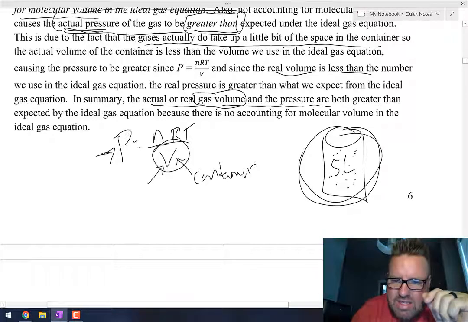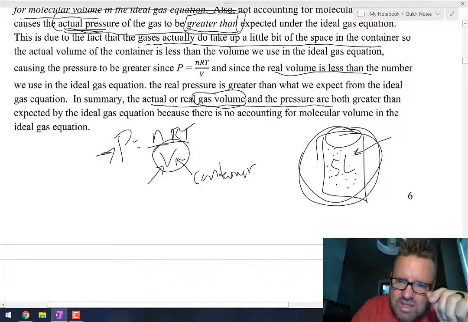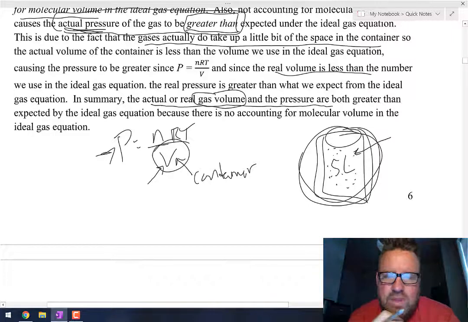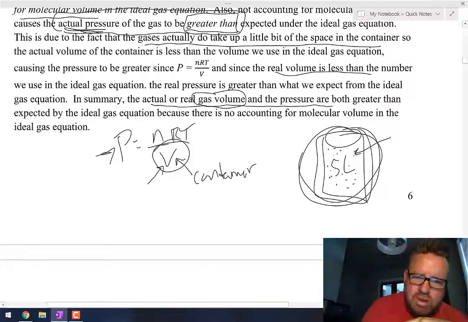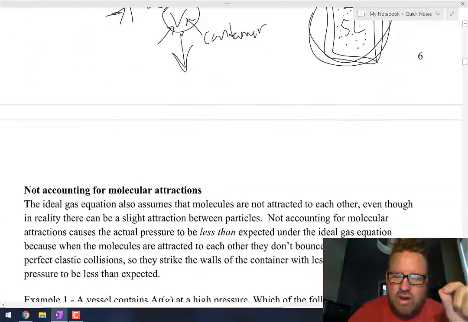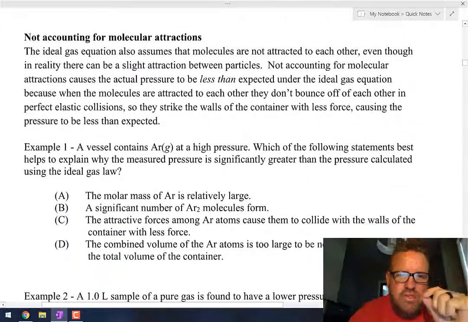The most confusing part of that to me is the volume of the container versus the volume of the gases. Okay, here's the gases in here. This is the gas volume, whereas this whole thing is the volume of the container. Okay, so the gas volume and the pressure, because again, the volume of the container is lower than we say it is. So the pressure is greater. And again, these are tough questions sometimes.